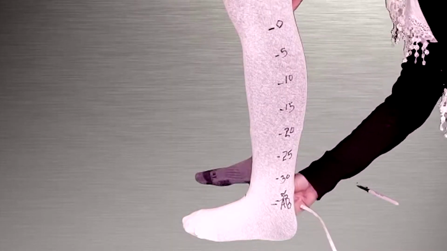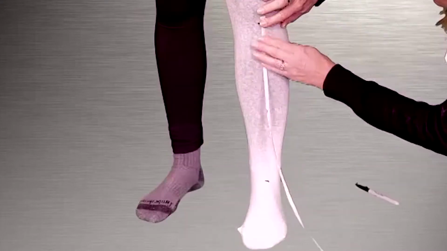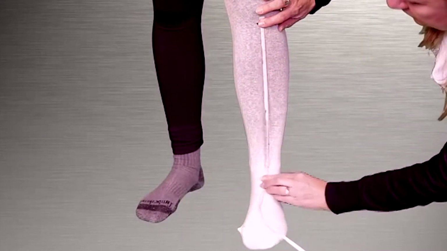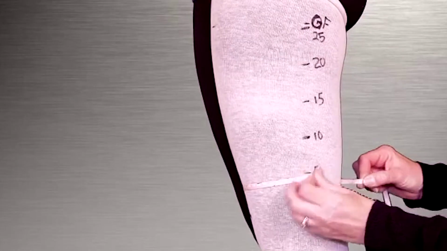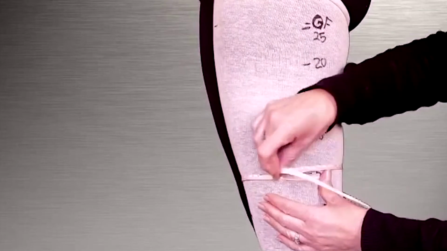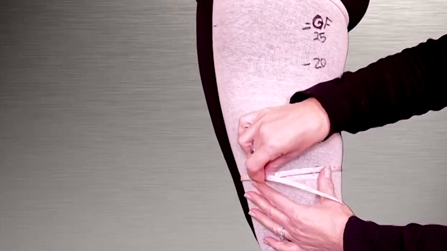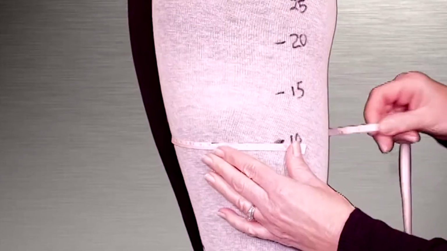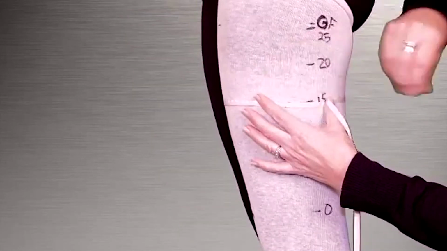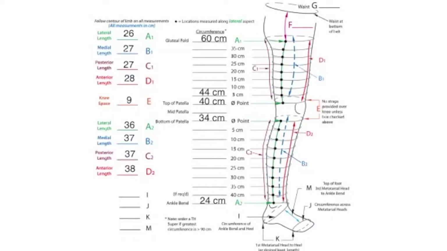Repeat the process on the medial, posterior, and anterior aspects of the lower leg, and record the length measurements on their respective lines B2, C2, and D2. Measure the circumference of the leg at the 5 centimeter location above the top of patella 0 point. Record the value on the line labeled 5 centimeters in this circumference column. Measure the remaining circumferences between the top of patella and gluteal fold and record the values on the respective lines.